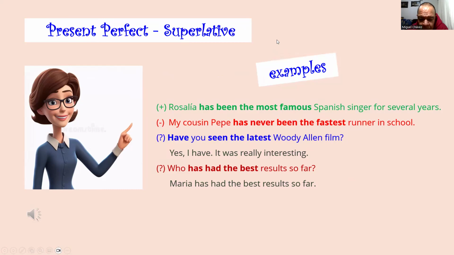Finally, let's see the superlative form. In the following examples, we use several superlatives: the most famous, the fastest, the latest, and the best. Check them. Rosalía has been the most famous Spanish singer for several years. My cousin Pepe has never been the fastest runner in school.